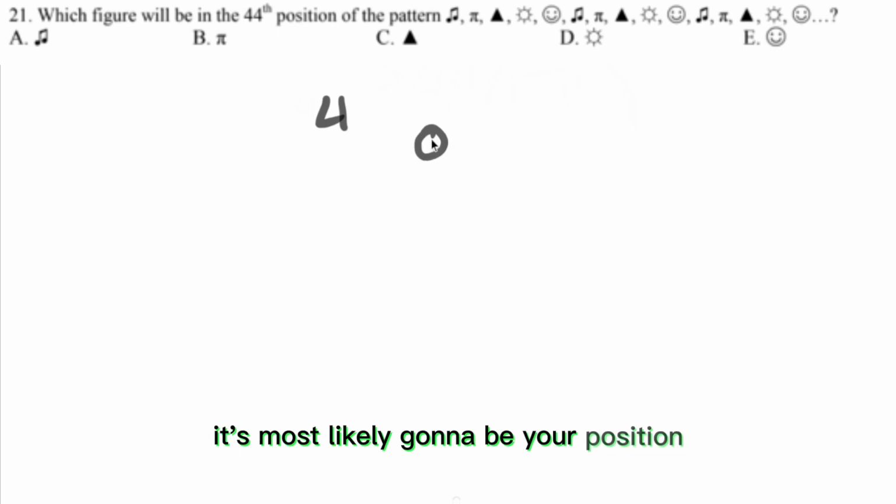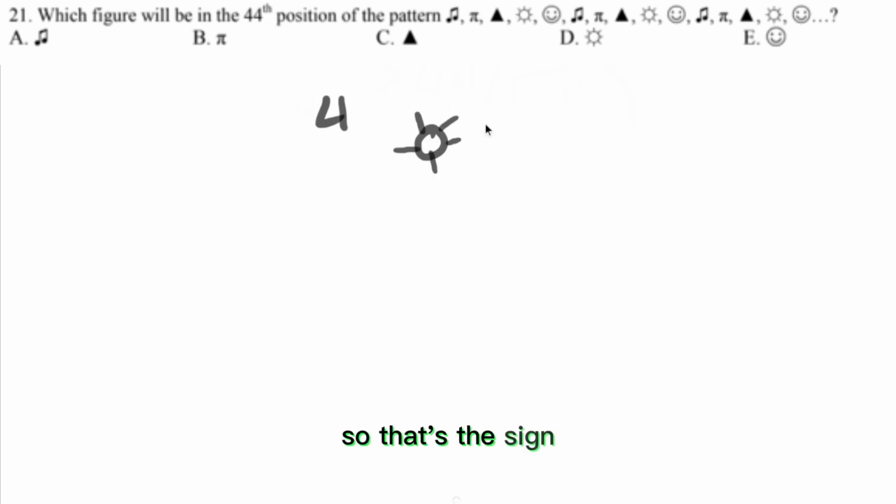Number 21. Which figure will be in the 44th position of the pattern? This is really simple. All you need to do is figure out the 4th position of the pattern. And whatever that is, it's most likely going to be your figure in the 44th place. So that's the sun, and that's your answer.